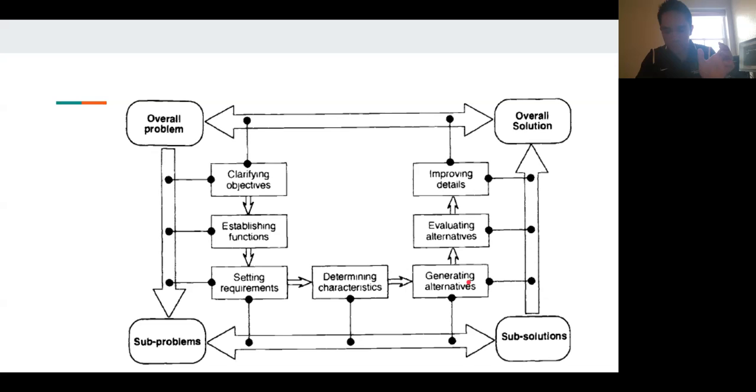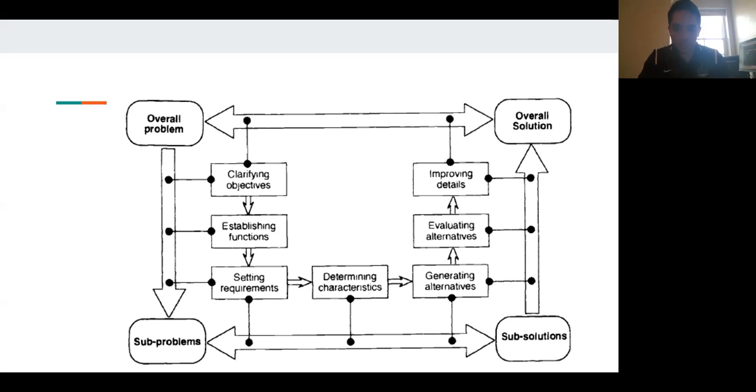You have these generating alternatives, you can evaluate those alternatives, improve on details, overall solution, and then you can go back to the overall problem to assess what my end result was from this whole process. So this is just another picture or visual for you to enjoy.